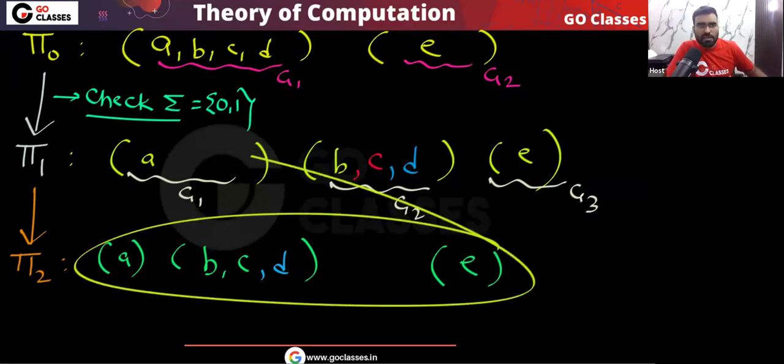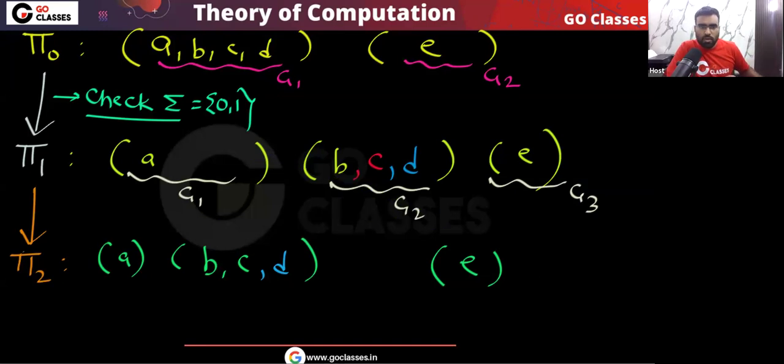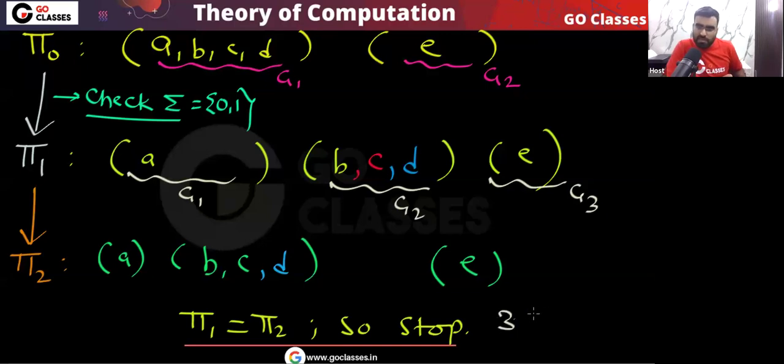So finally, can I say that you got pi 1 and pi 2 the same? Yes or no? Because pi 1 and pi 2 are the same, you can stop now. Finally, I can say that there will be three states. Is this clear? BCD you can merge. So there will be three states in the minimal DFA.